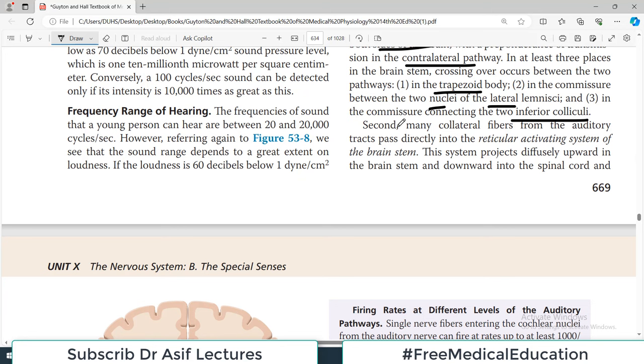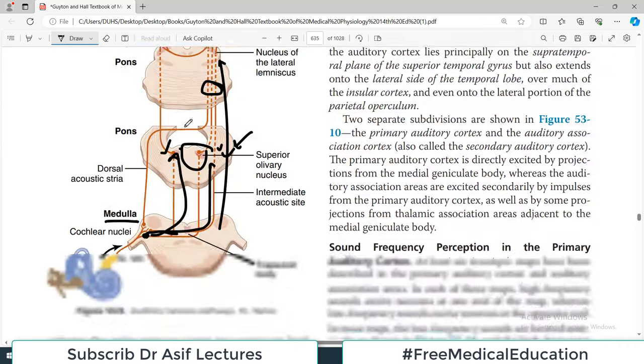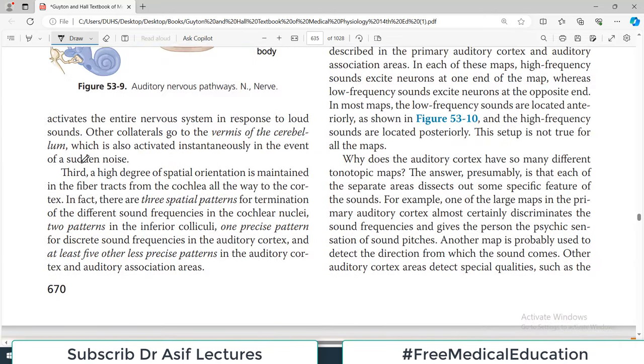Second thing which you have to remember, that many collateral fibers from the auditory tract pass directly to the reticular activating system of the brain. Actually, not only this part of the brain, but many other parts of the brain as well. And third thing that you have to remember is that a high degree of spatial orientation is maintained in the fiber tracts from the cochlea all the way to the cortex.